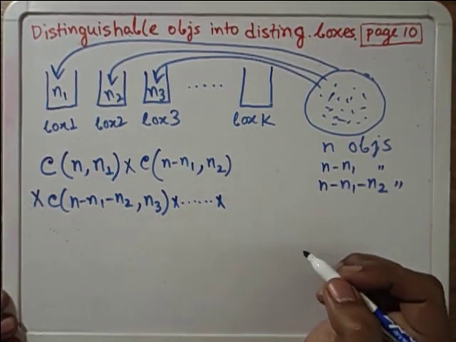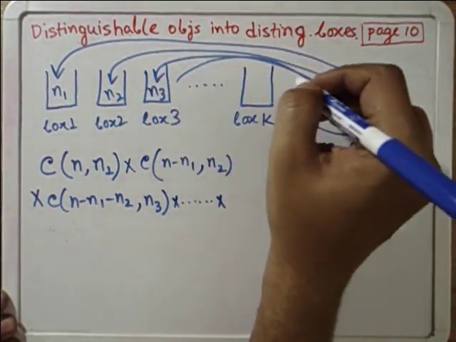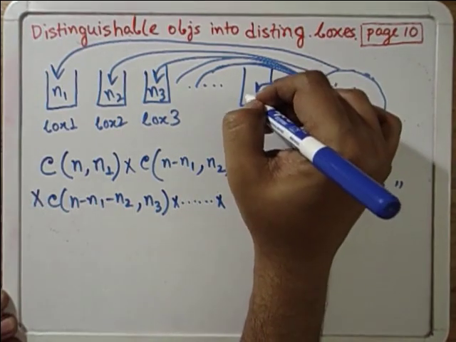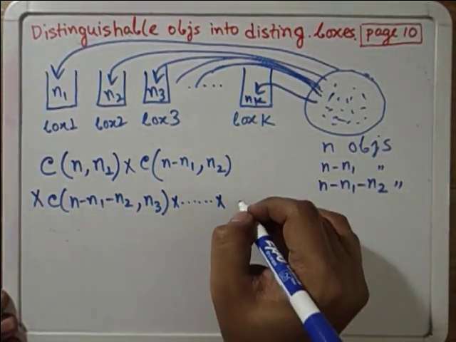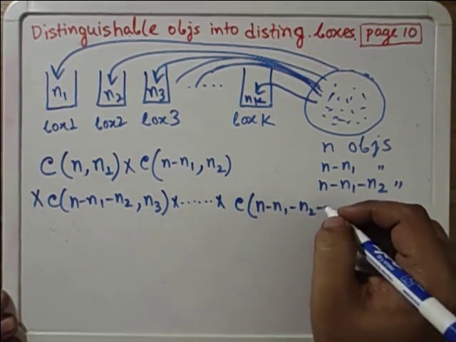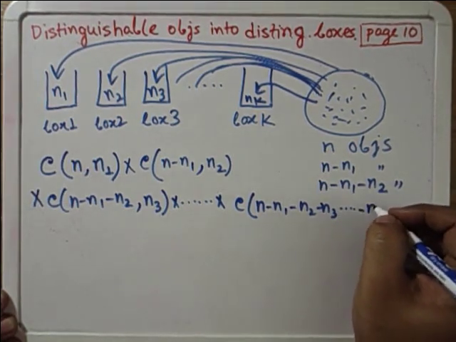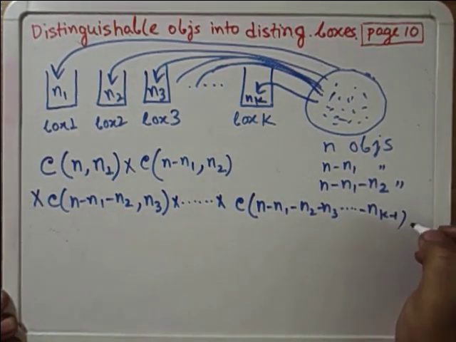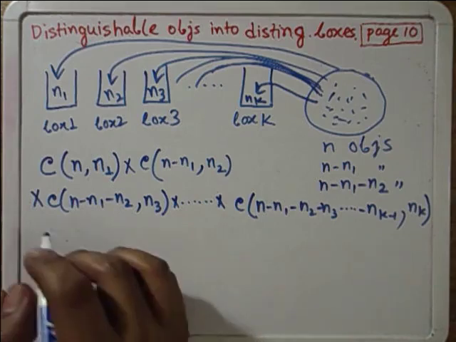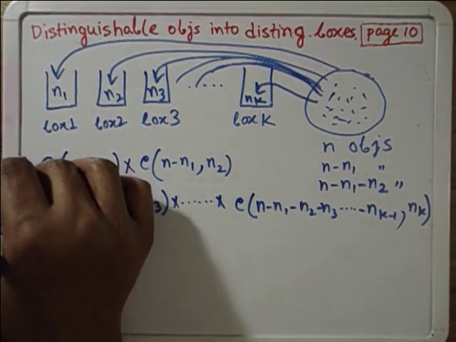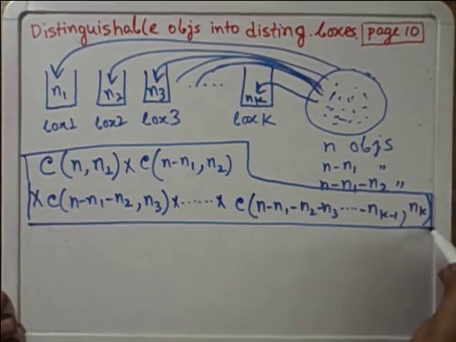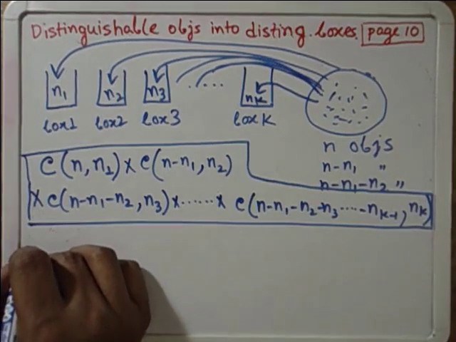At the very end, in this process you fill up all these boxes, and at last you are filling nk objects here. For that, how many objects are left? N minus n1 minus n2 minus n3 up to minus n(k-1), and you choose nk of them and you fill up the box. So this entire product is the formula, but you can actually simplify it.